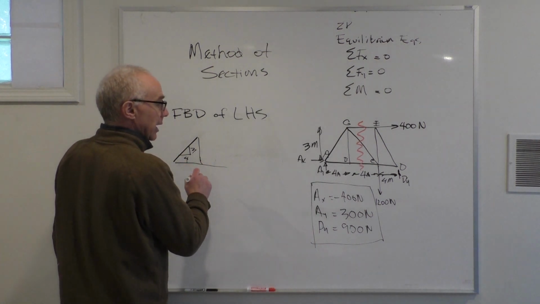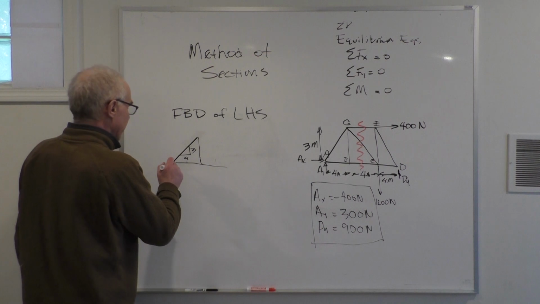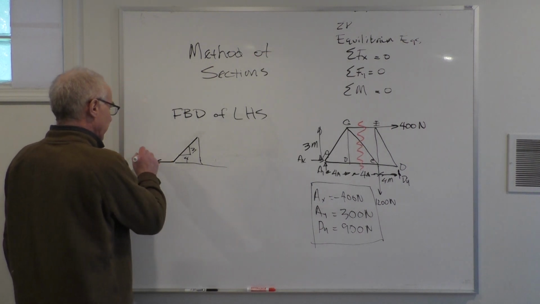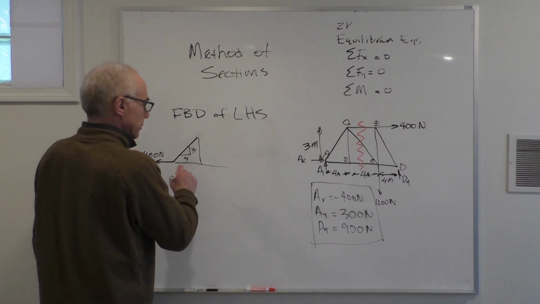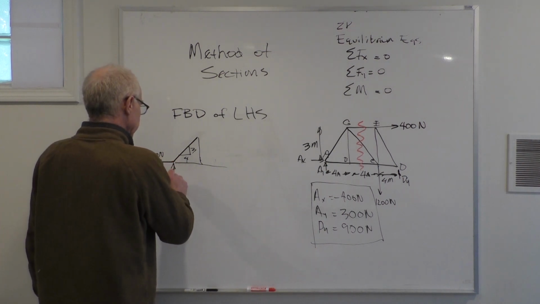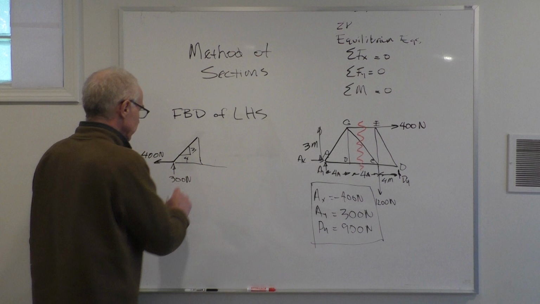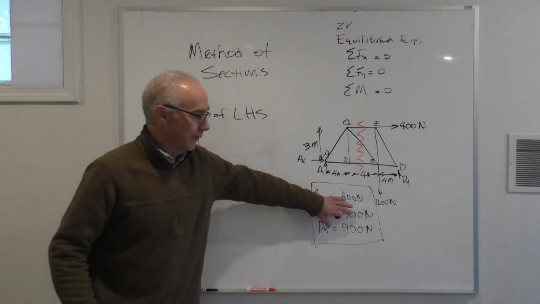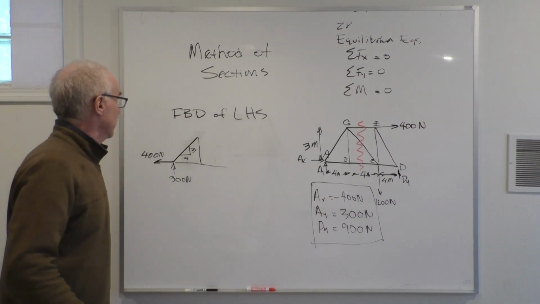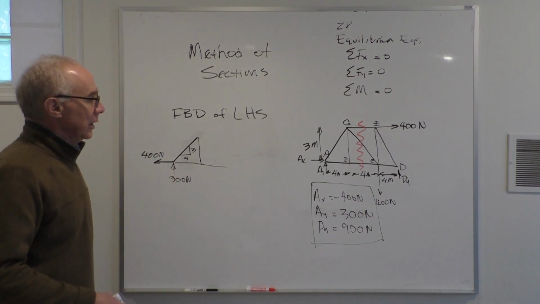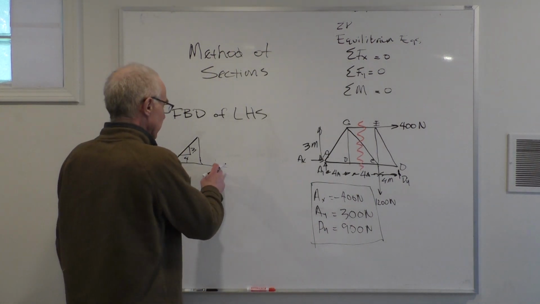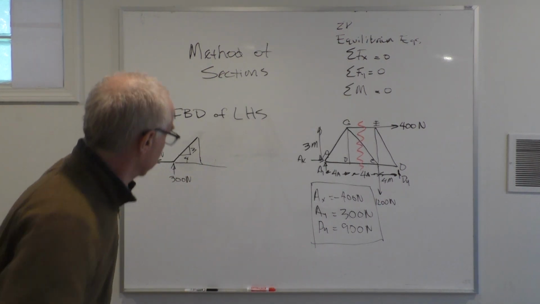So now we're going to have over here, and what else do we have? So we have AX. In fact, AX is pointing this way. It's 400 newtons. We have our AY, which is 300 newtons. Okay, so those I got before when we calculated our reactions from the entire truss. And we're going to have, didn't mean to draw that one so long.